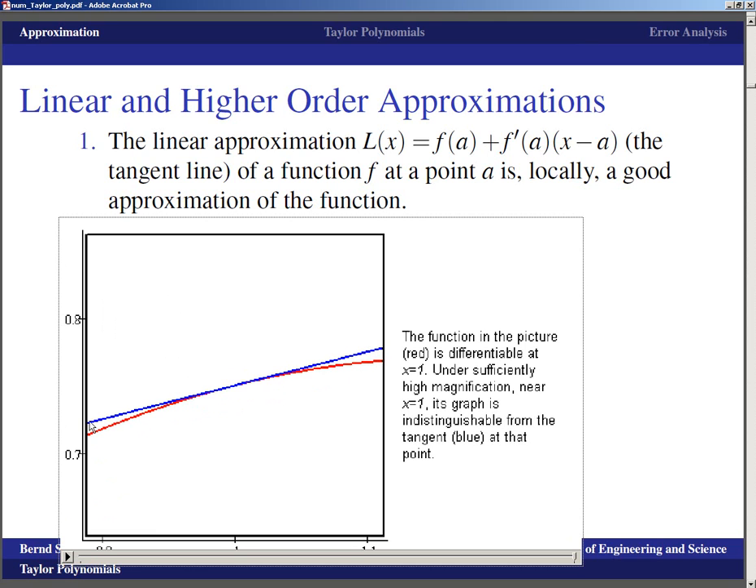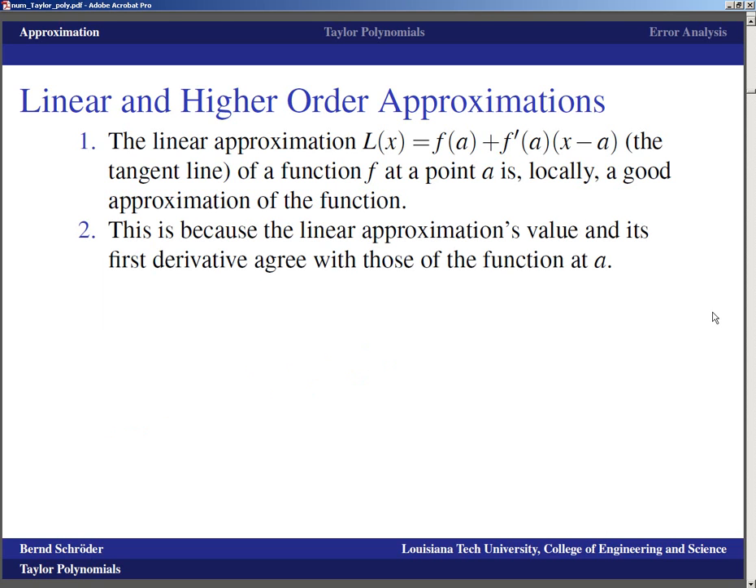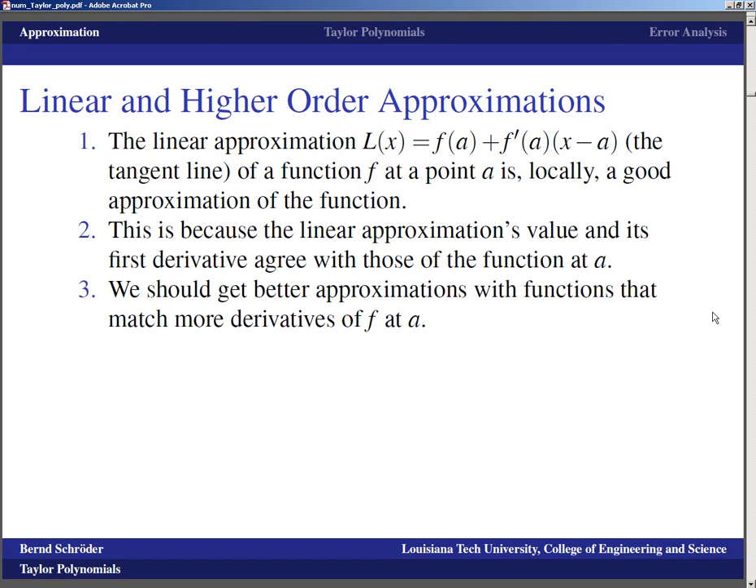And we can already see here, of course, that on this short interval, the difference between the tangent line and the function is much smaller than it was at the beginning. Okay, so the linear approximation is a good approximation because the value and the first derivative agree with those of the function at a. That is why the same slope means that near a we have a good approximation.